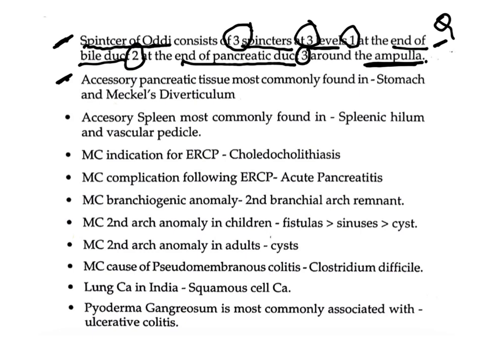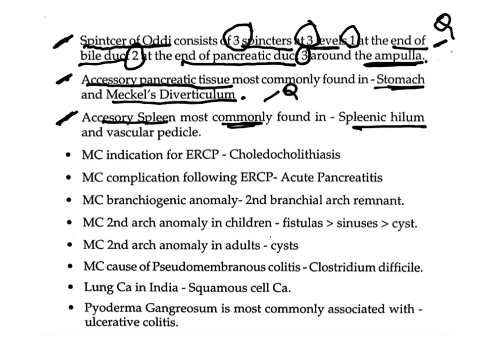Now, accessory pancreatic tissue is most commonly found in the stomach and the Meckel's diverticulum. So this is also very important. Now, accessory spleen is most commonly found in the splenic hilum and vascular pedicle. So, splenic hilum is asked.